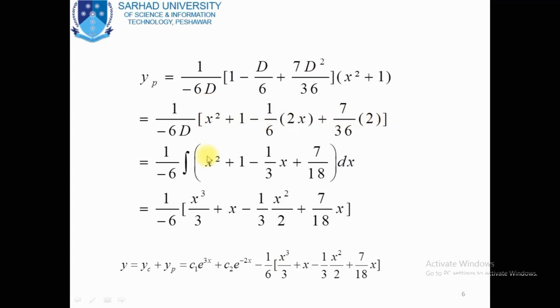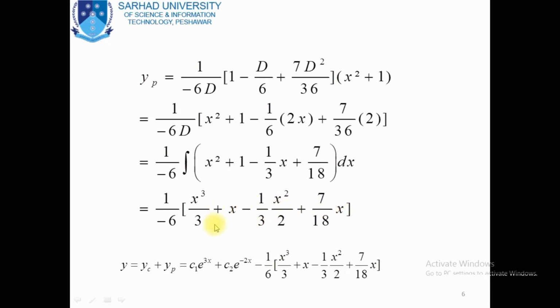Now x square, this is actually 1 over D, and 1 over D means integration of x square plus 1 minus 2/3 the 6, x by 3 plus 2/18 the 36, so 7 by 18. So the integration of this with respect to x. Now integration of x square is x cube by 3, and the integration of 1 is x, and the integration of x is x square by 2, and the integration of 1 again is x. Now this is the particular solution.